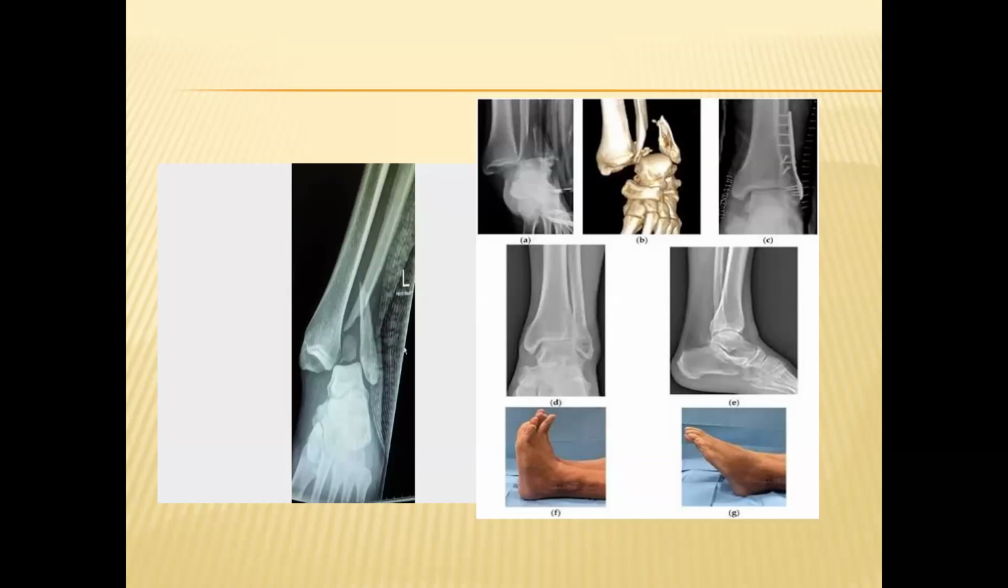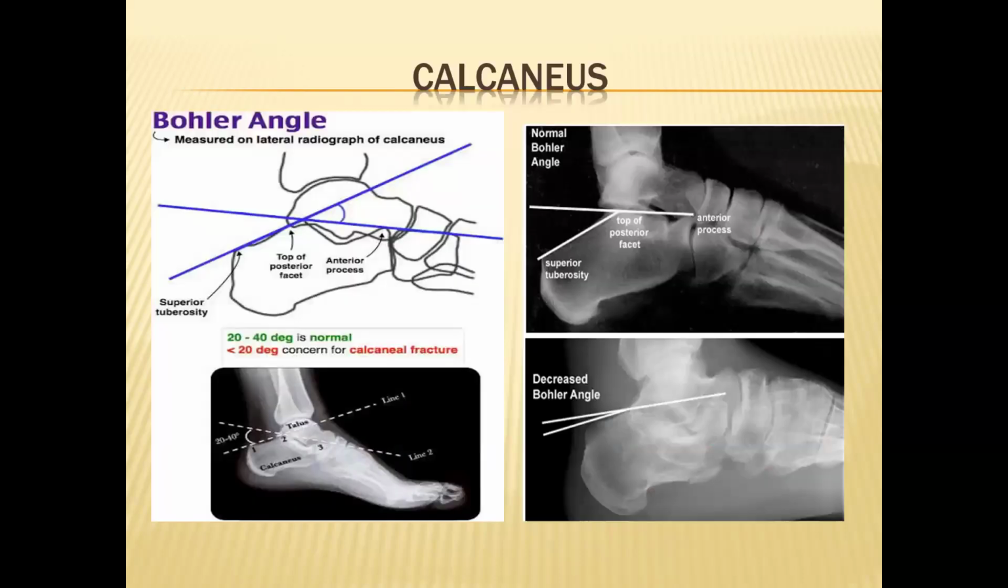So now we will see the calcaneus fractures. The calcaneus is located below the talus bone and makes joints with the talus bones.